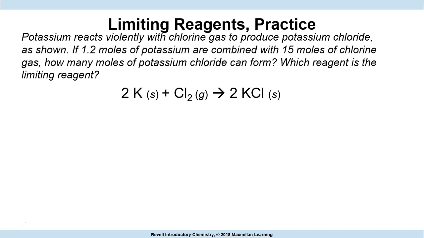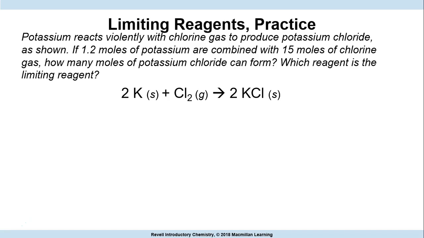Let's now look at another practical example. Potassium reacts violently with chlorine gas to produce potassium chloride, as shown in this equation. If 1.2 moles of potassium are combined with 15 moles of chlorine gas, how many moles of potassium chloride can form? Which reagent is the limiting reagent?